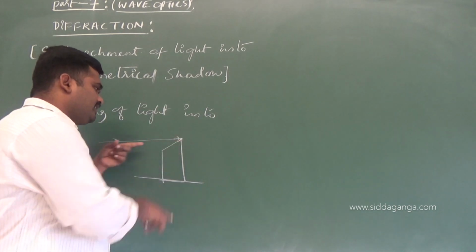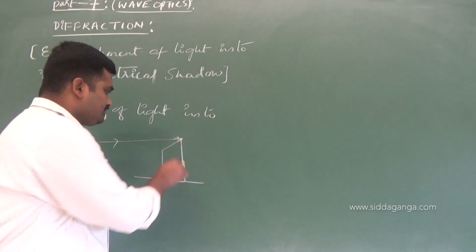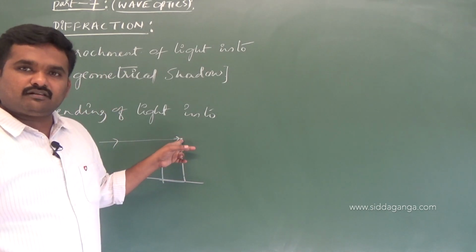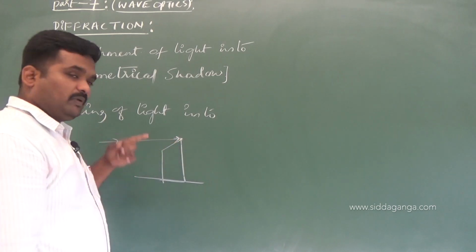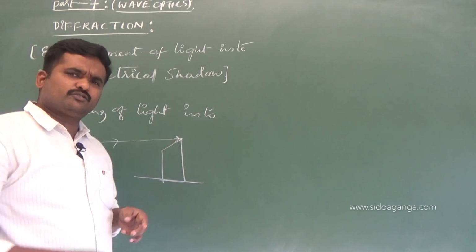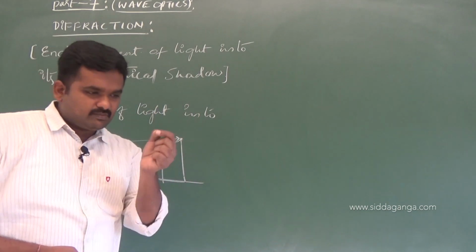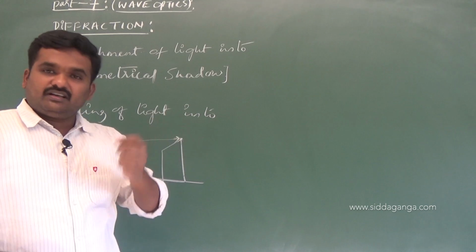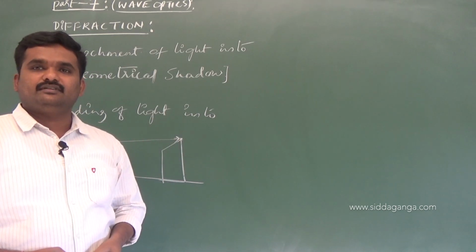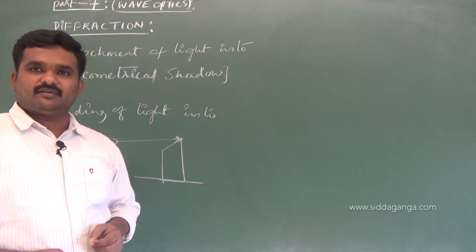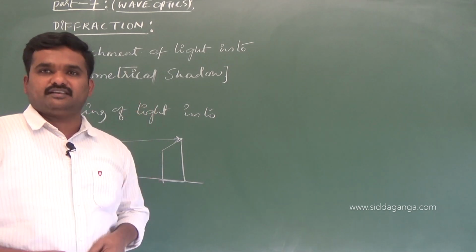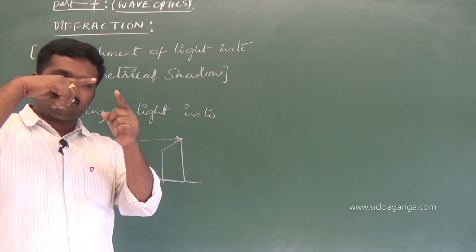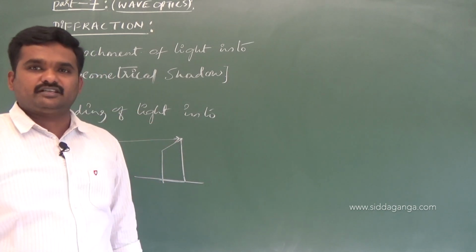Whenever light is propagating in its path, it encounters an obstacle. It's not like it should always be a bigger object. Even a small minute object, of the size of some air molecules, or even a small dust particle, if it comes as an obstacle while light is passing through, the light undergoes diffraction. Keep this point in mind.